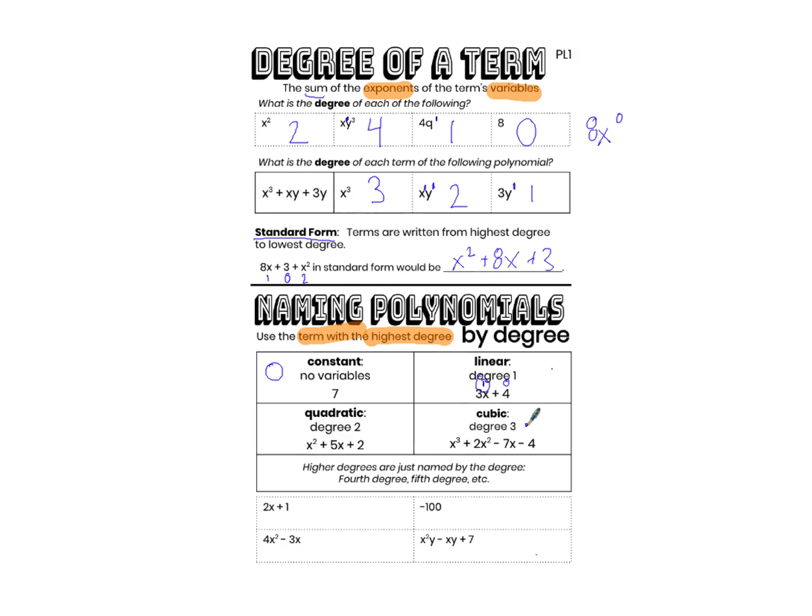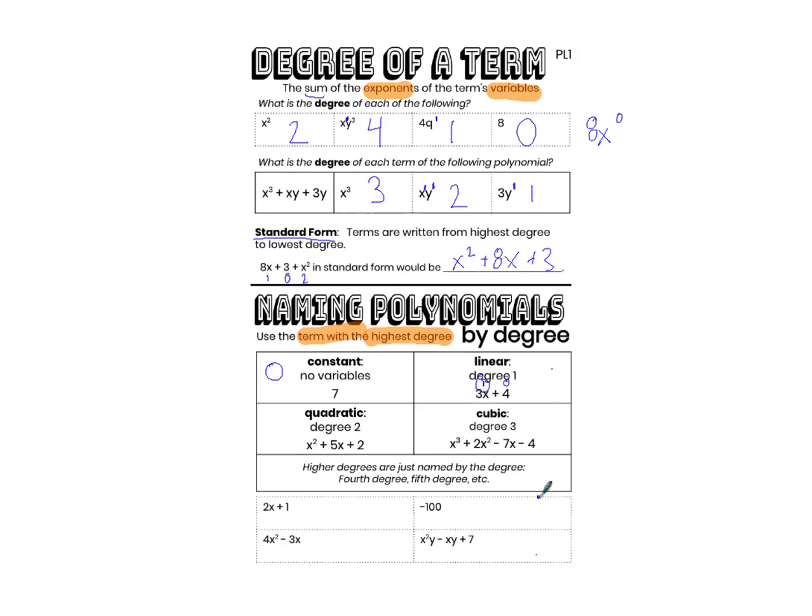The hardest thing for students to remember is that we are not adding all of the degrees together. So the degree is not 3 plus 2 plus 1. It's not 2 plus 1. It's the degree of the highest degree term. So 2 and 3 in this case.